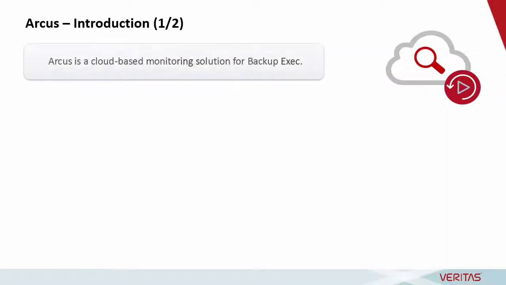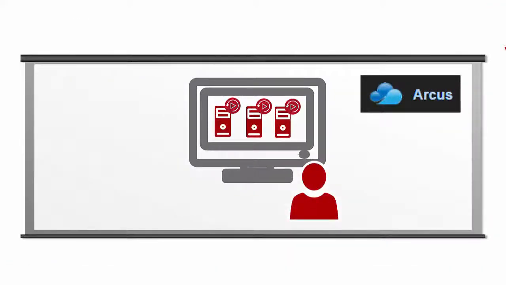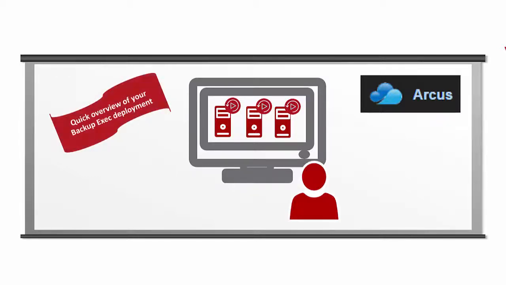Arcus is a cloud-based monitoring solution for Backup Exec. It is targeted towards managed service providers and customers to monitor multiple Backup Exec servers from a single page. So you can get a quick overview of your Backup Exec deployment without having to connect to all your Backup Exec servers one at a time. At this time, Arcus can monitor Backup Exec alerts, job status, and job histories for multiple servers.